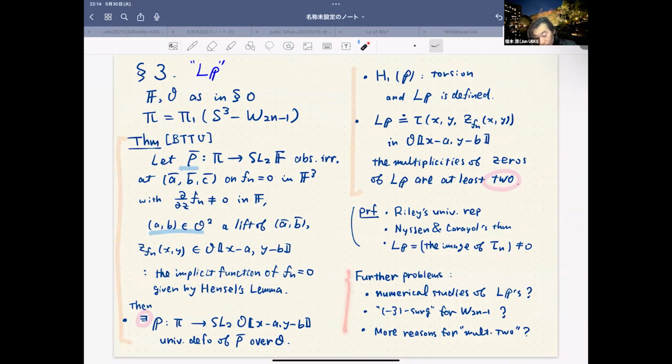There are some further problems. In the twist knot case, we have some numerical studies, and we should do a similar thing for this case, but it's a bit difficult because they have multiple variables. And the -3 surgery theorem for general twisted Whitehead rings is not yet proved. And anyway, we are still looking for more reasons for multiplicity 2. It's still a mystery. That's all. Thank you for listening.